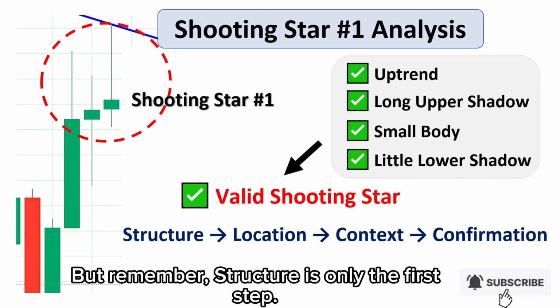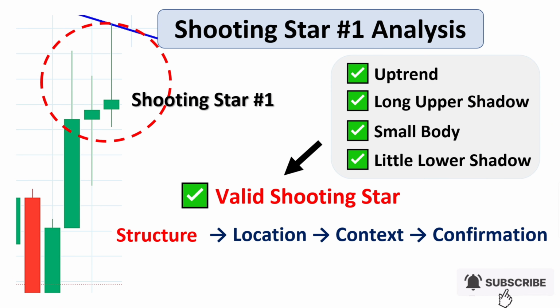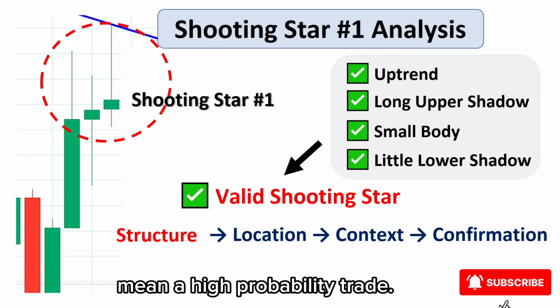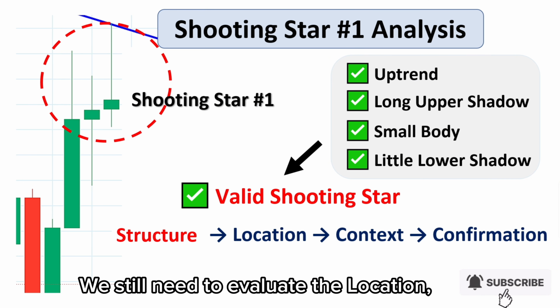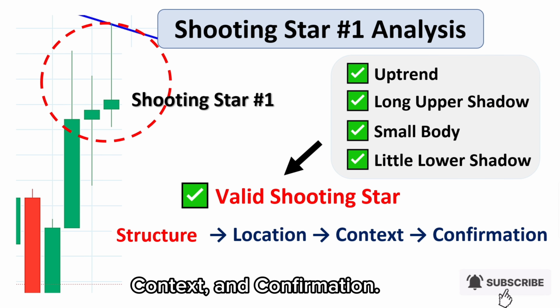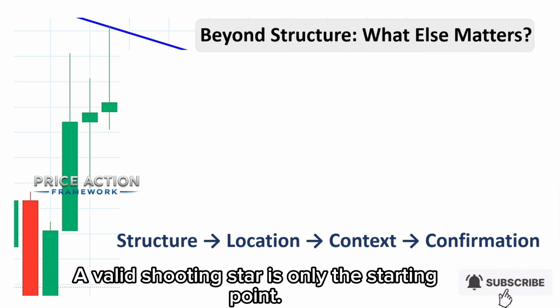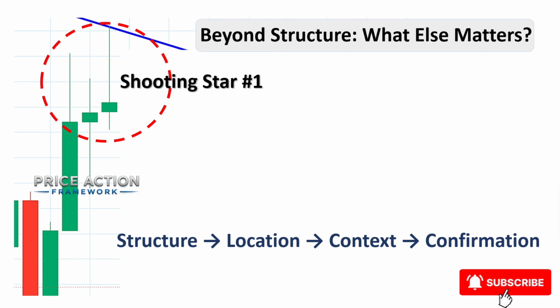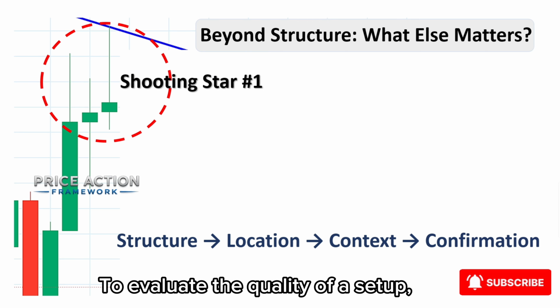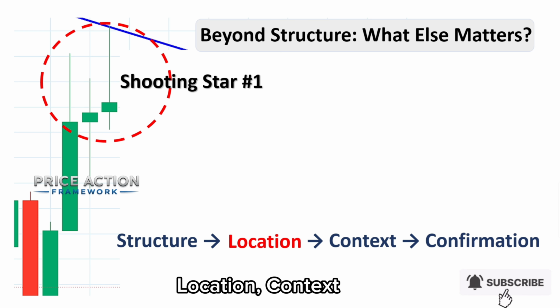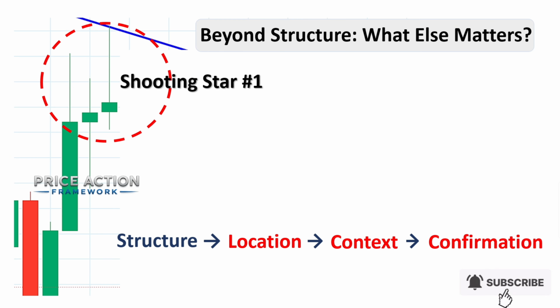But remember, structure is only the first step. A valid shooting star does not automatically mean a high probability trade. We still need to evaluate the location, context, and confirmation. Let's look beyond the structure. A valid shooting star is only the starting point. To evaluate the quality of a setup, we also need to consider 3 additional factors: location, context, and confirmation.